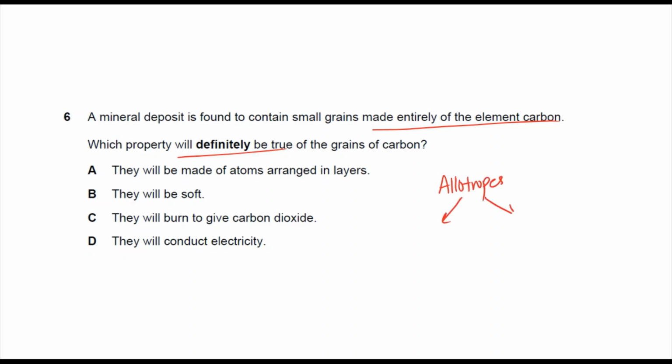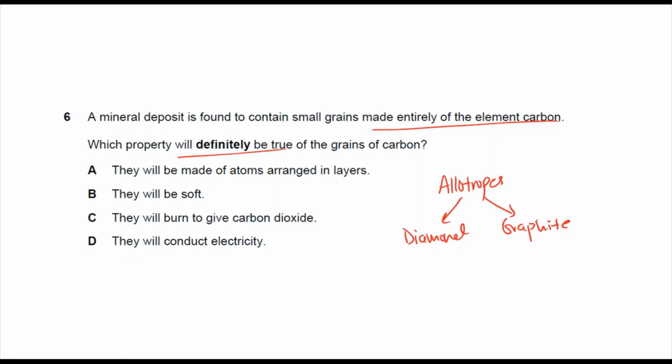We have studied two allotropes, diamond and graphite. So if I have to be definitely sure that this property will be present in this third form of carbon, then this property must be true for both diamond and graphite. And notice how I'm saying both diamond and graphite and not diamond or graphite. Okay, so it has to be true for both.